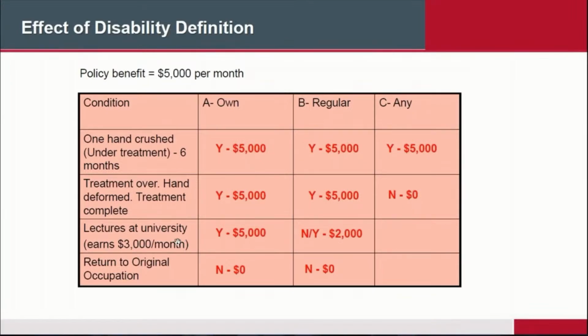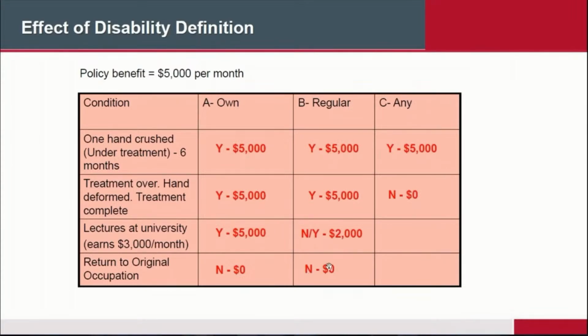So let's go on. Let's say that you have that accident and you decide to go to the University of Toronto and lecture, let's say at the medical school or whatever. And the university is paying you $3,000. If you were a surgeon or if you had that own occupation, because you're no longer doing your own occupation, that $5,000 will continue to come. Whereas if you have regular occupation, because the university is paying you $3,000, then the insurance company is only going to pay you $2,000. You can see there that regular occupation is for every dollar the employer pays you, you get a reduction in what the insurance company will pay you. Obviously, when you recover totally, then obviously the disability claim is finished.